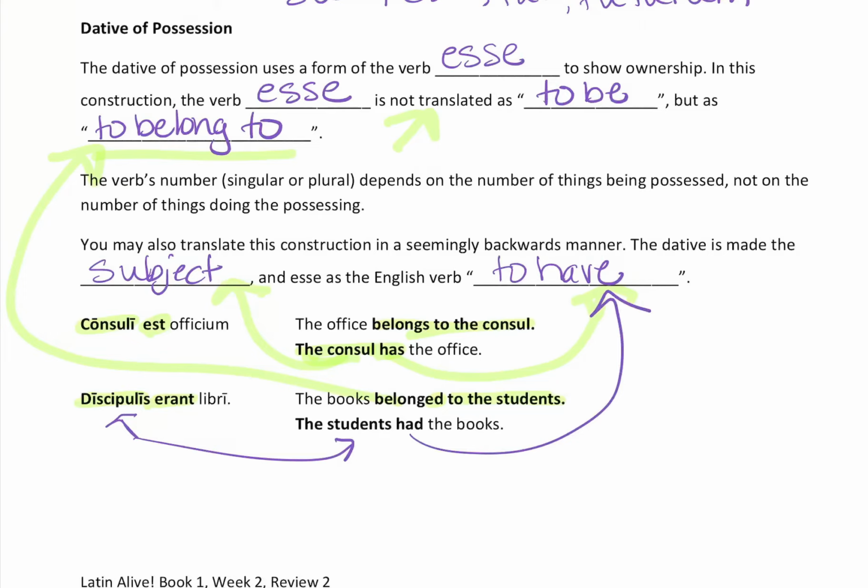The students had the books. And we make it perfect, because to say imperfect, the students were having the books, makes it sound like they were eating them for lunch. So make good English sense. Use the perfect form if you need to.